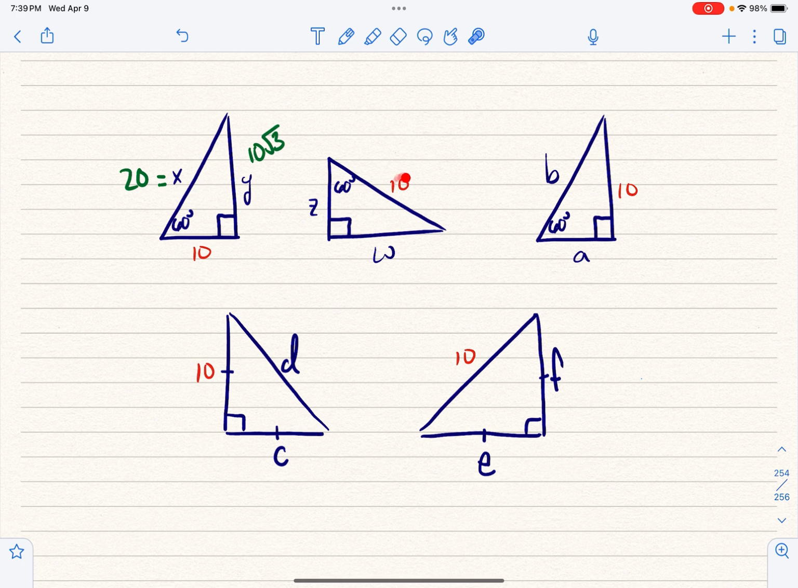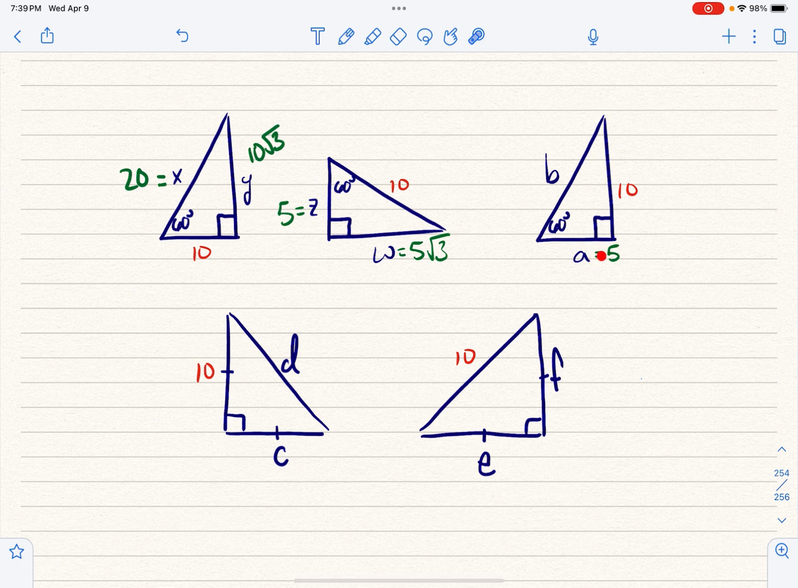If we've got a hypotenuse of 10, we cut it in half to get the short side. So z has to be 5. And if the short side is 5, we multiply that by square root of 3 to get to the longer leg. So this is 5 times the square root of 3. If this is 10, then a is that cut in half. So therefore a has got to be 5.